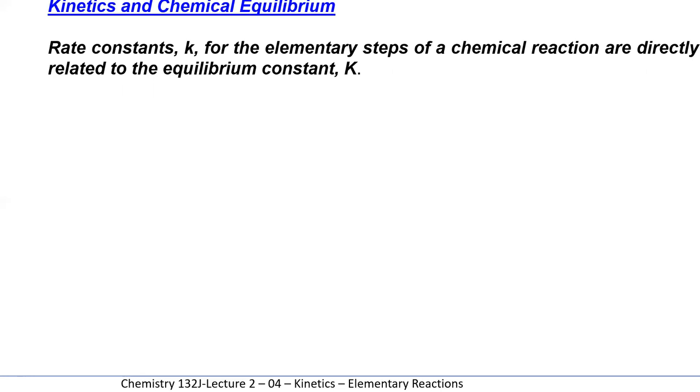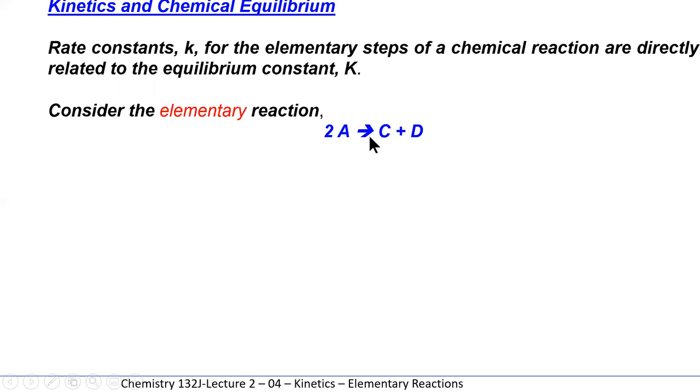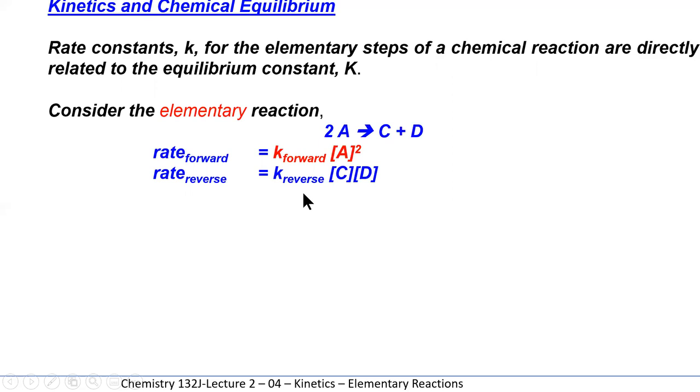So when we look at kinetics and chemical equilibria, we are going to again talk about rate constants for the various steps involved. So consider an elementary reaction where two A molecules collide and produce C and D. Now again, this could be an example of two hydrogen chloride molecules colliding and making hydrogen and chlorine. The rate of the forward reaction would always equal a rate constant K times a concentration of A squared. That's because this is an elementary step. It goes directly from reactants to products as written. And the rate of the reverse reaction would be the concentration of C times D times K reverse.